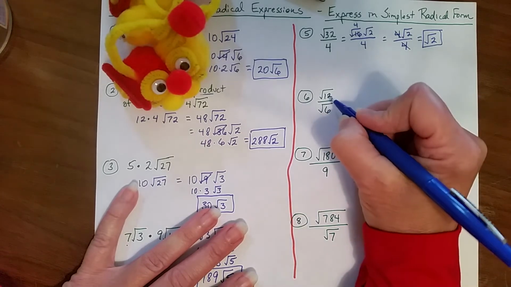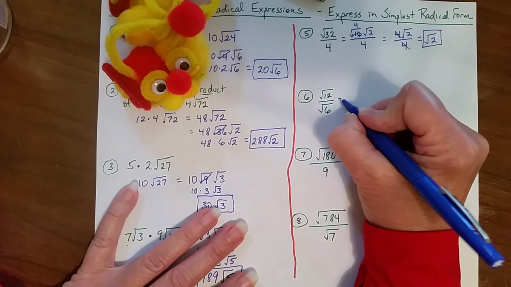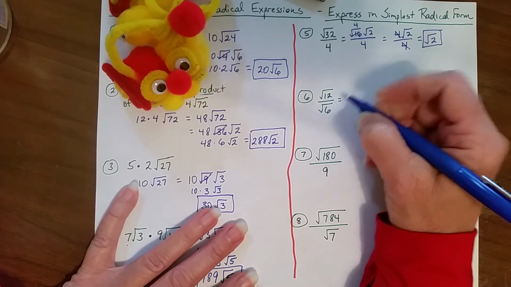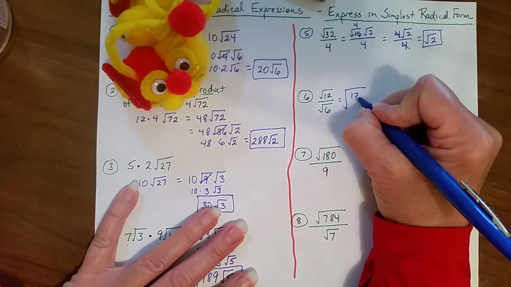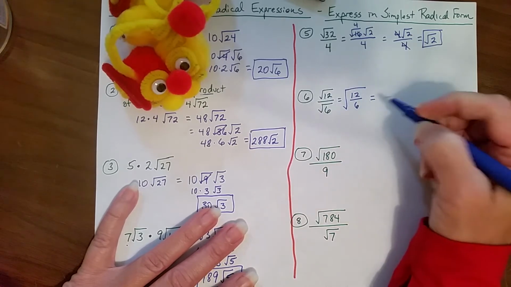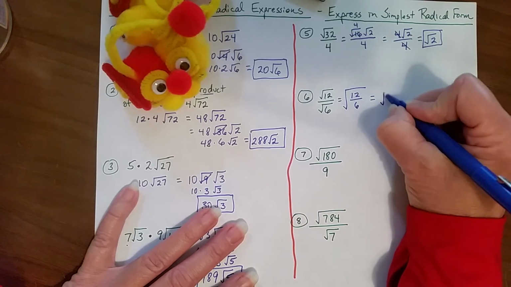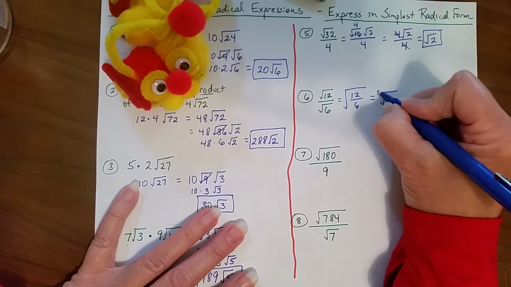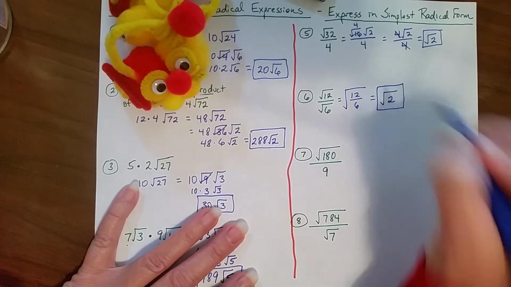Okay, next one. You have root 12 over root 6. Now in this case, they're both under the radical. If they're both under the radical, you can combine them like that. Now 12 divided by 6 is 2, so I end up with the square root of 2, which cannot simplify. So we're going to leave it like that.